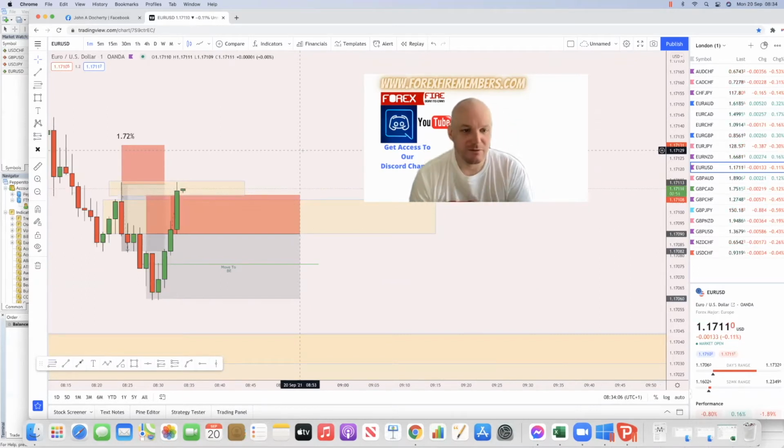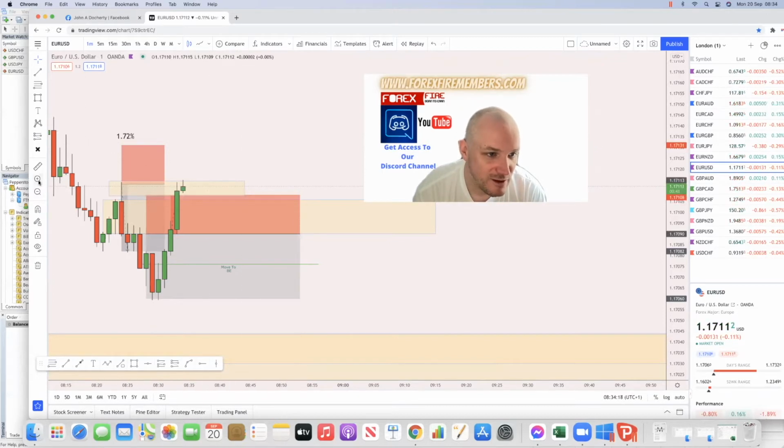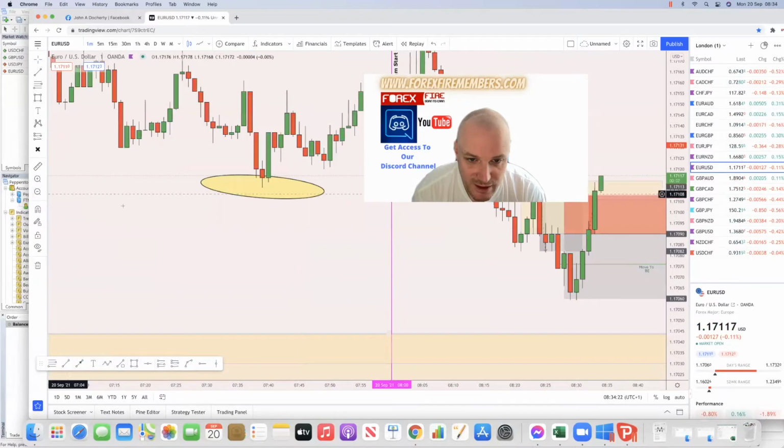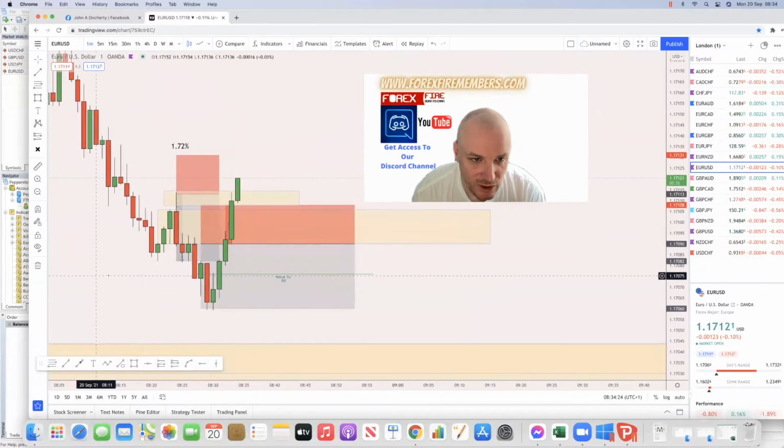This will be interesting. Again, this is all about finding them little nuances and things. I think this is going to push through that. It has. It's taken the liquidity on there. There we are. Yeah, it's definitely pushed through that. So again, all's not lost.